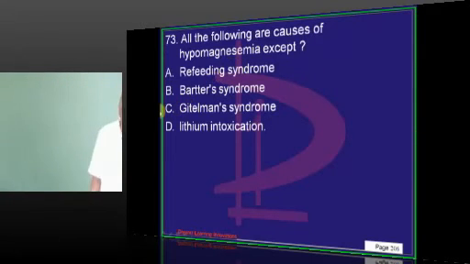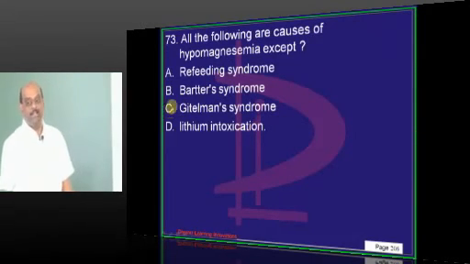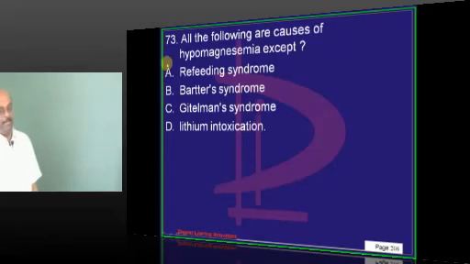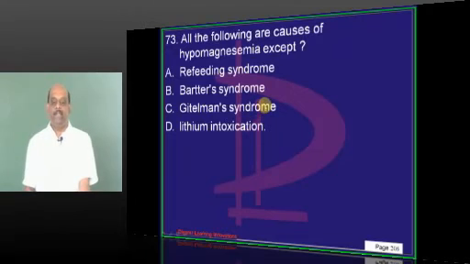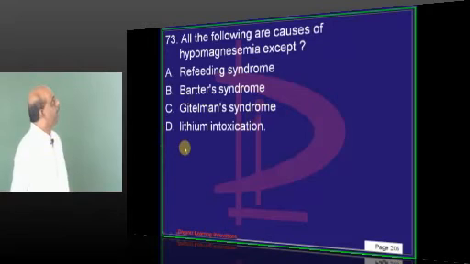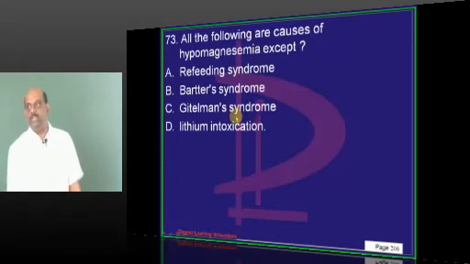Whoever answered read dyslipidemias very well. Nafiz, what was your answer? Bartter. Bartter is typical of loop diuretics. Loop diuretics will lead to kaliuresis, magnesiuresis. So Gitelman, sir. Gitelman also is associated with hypomagnesemia. Sir, both of them share a common thing.